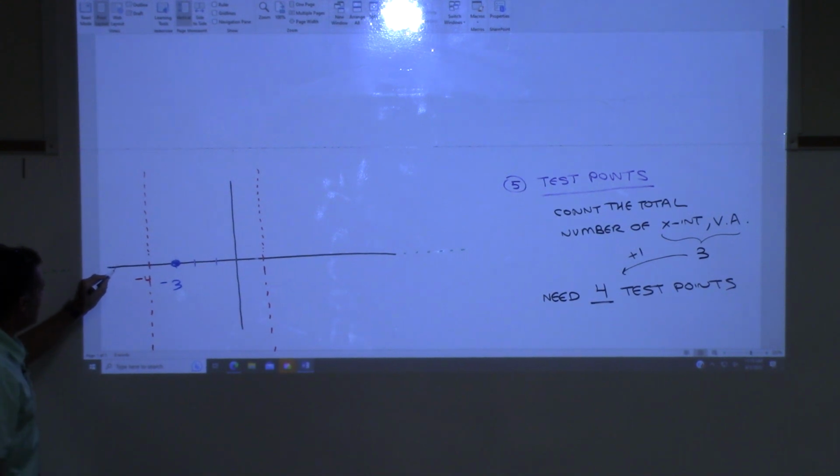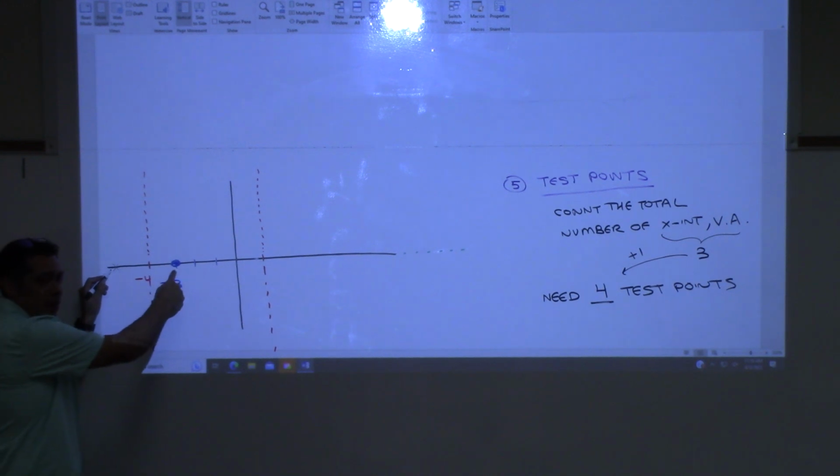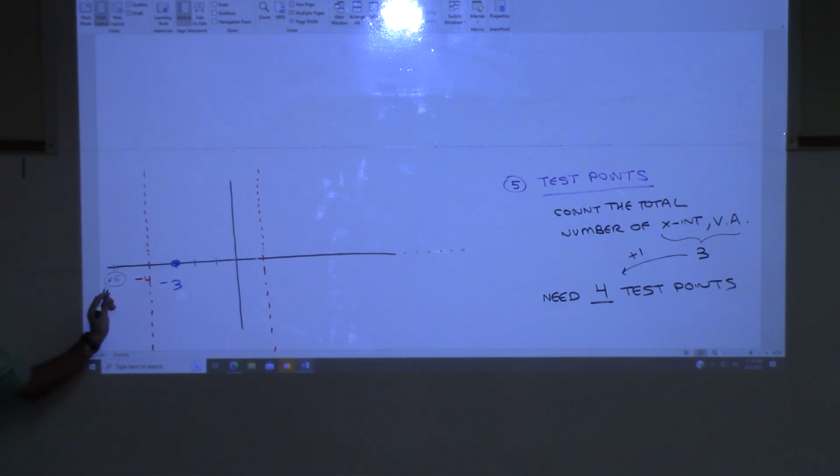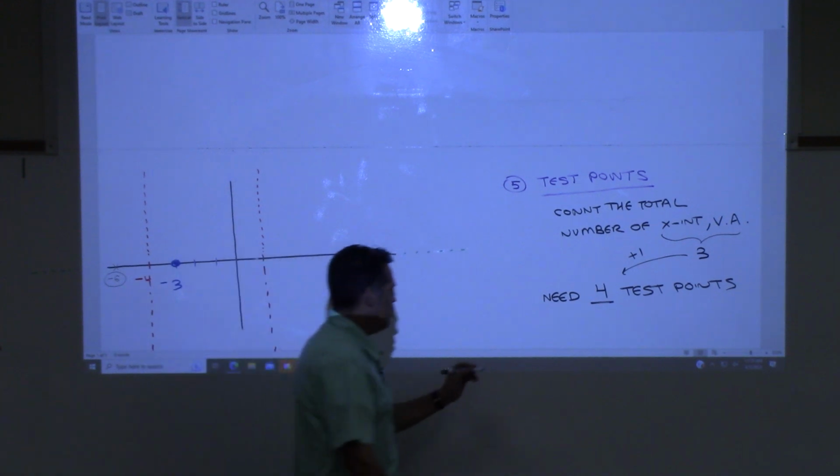I'm going to put a little X here. Don't put a dot, because if you put a dot, you might think it's part of your graph. Okay? I'm just going to let you know that I'm going to plug in -6 here. I'm going to circle it so that you know it's a test point. All right? So -6 is one of my test points.